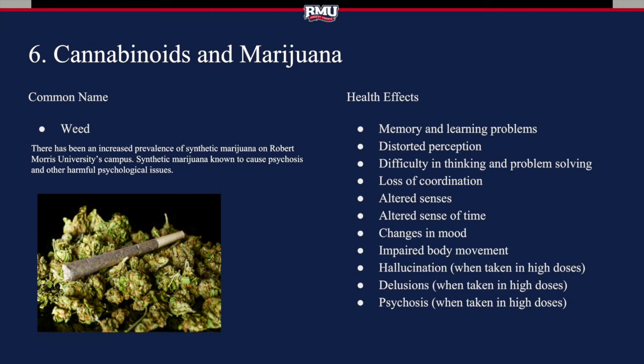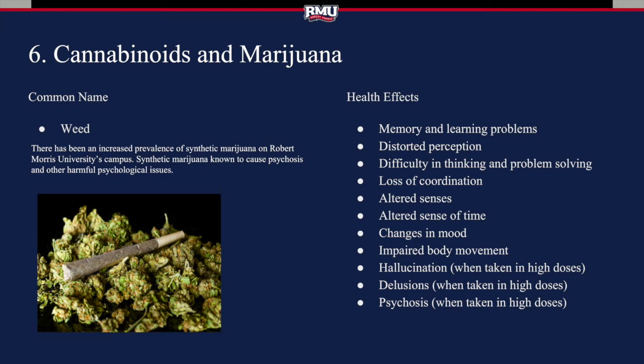Cannabinoids cause problems with memory and learning, distorted perception, difficulty in thinking and problem solving, loss of coordination, altered senses, altered sense of time, changes in mood, impaired body movement, impaired memory, hallucination when taken in high doses, delusions when taken in high doses, and psychosis when taken in high doses.